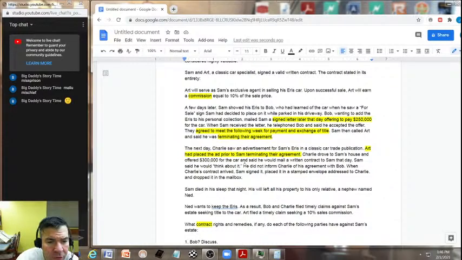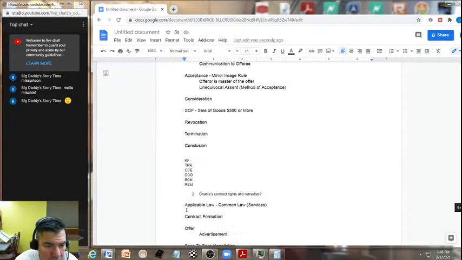And offered $300,000 for the car, and said he would mail a written contract to Sam that day. Sam said he would think about it. He did not inform Charlie of his agreement with Bob. When Charlie's contract arrived, Sam signed it, placed it in a stamped envelope addressed to Charlie, and dropped it in the mailbox. There we go.